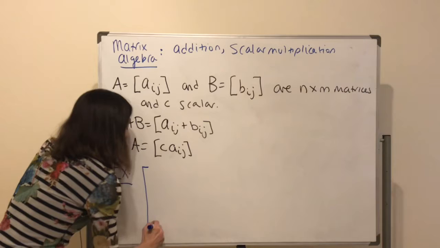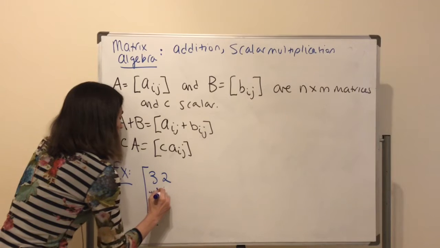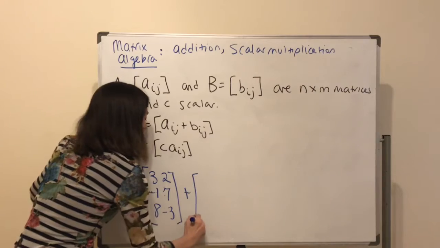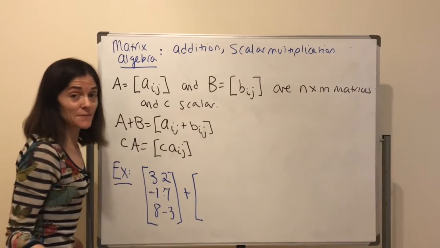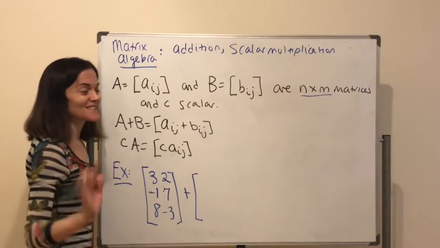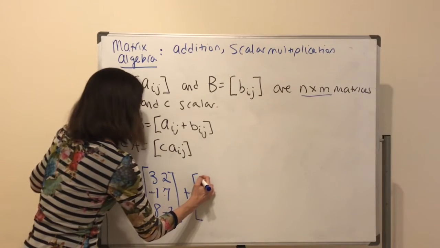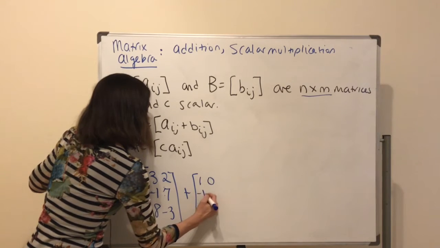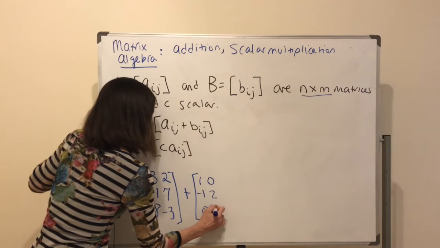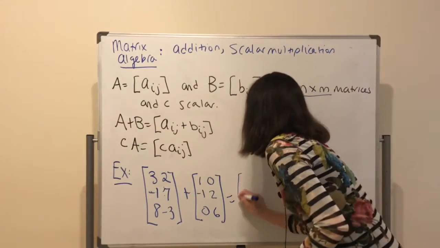If we had 3, 2, minus 1, minus 1, 7, 8, minus 3, we add it to a matrix. It has to be the same size or you can't make the sum. So this is 3 rows, 2 columns, and the other must be the same size. So maybe this is 1, 0, minus 1, 2, 0, 6. Fine.